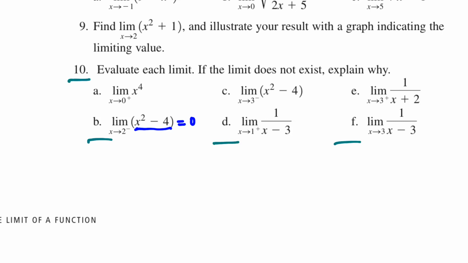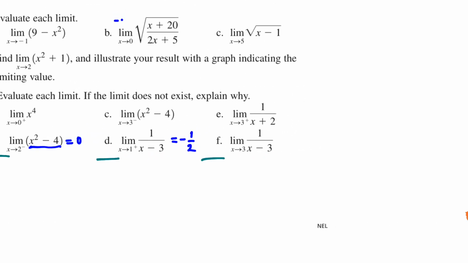Part D, limit of 1 over x minus 3 as x approaches 1. When x approaches 1 from right or left side, 1 over x minus 3 approaches negative 1 over 2. When x is around 1, x minus 3 is around negative 2.